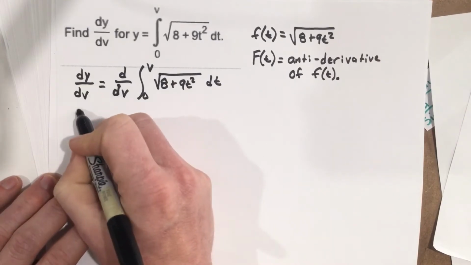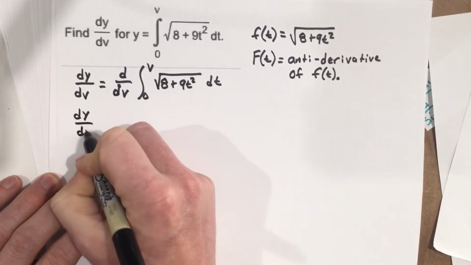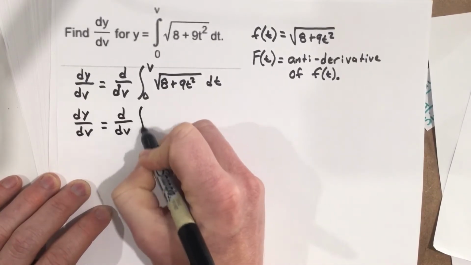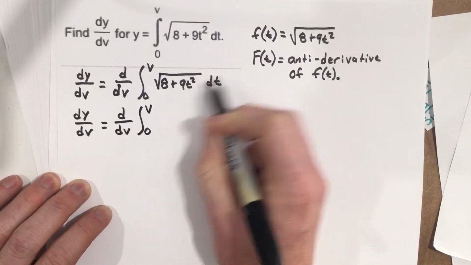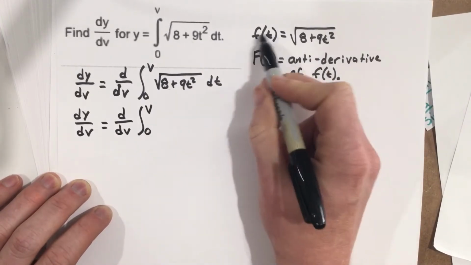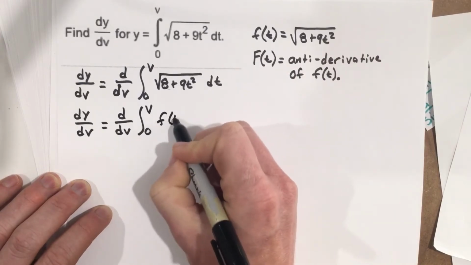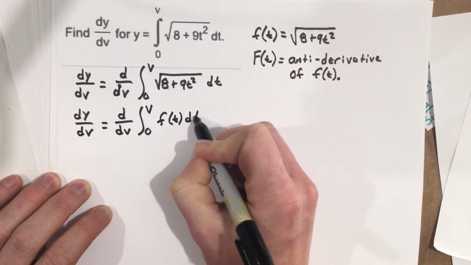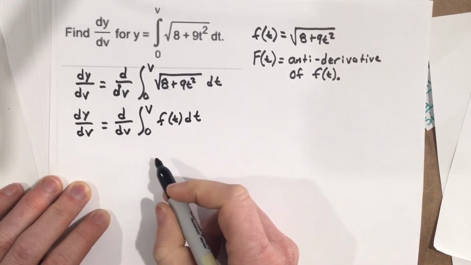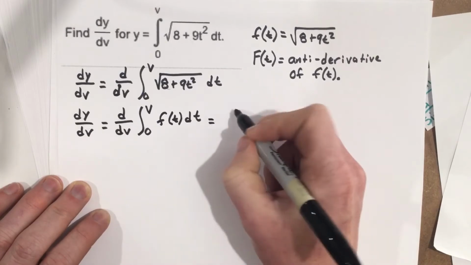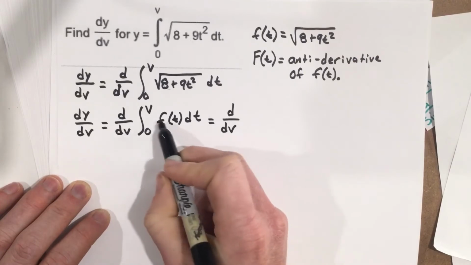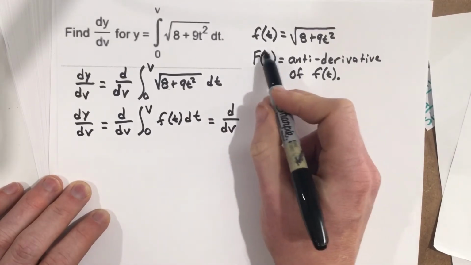So we can go ahead and say that dy over dv is going to equal the derivative with respect to v of the integral 0 to v of f of t, right? We can replace this root 8 plus 9t squared with f of t, dt. And then we can actually evaluate this integral, and we can say that this equals d over dv, and when we do the antiderivative of f of t, what do we get? We get capital F of t.